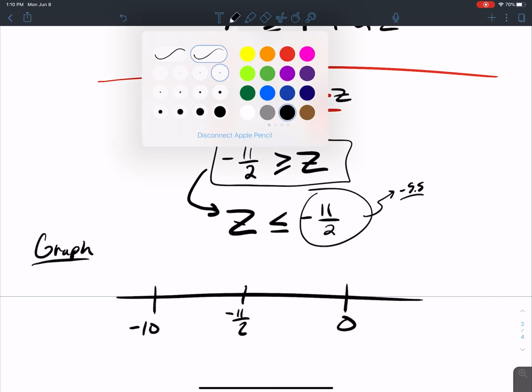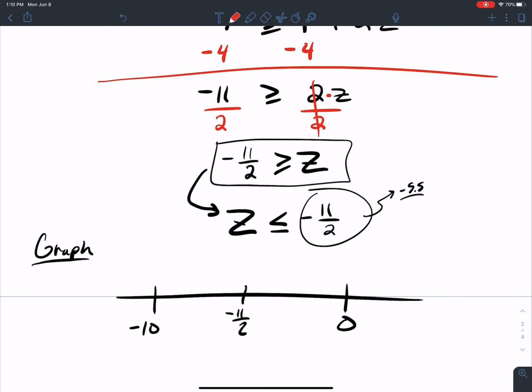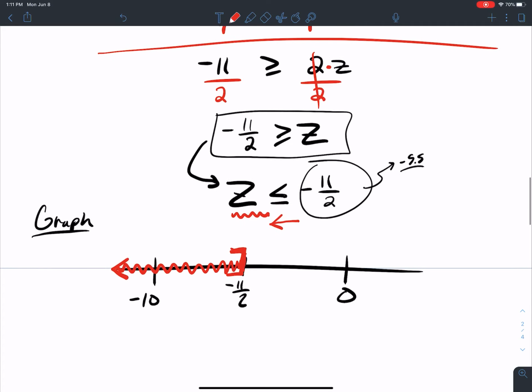Now, to graph it, what am I doing? I want z's that are less than or equal to. Since my variable is first, the inequality tells me which way to shade, right? These are all values that are less than or equal to negative 11 over 2. And I use the bracket here because I have the bar underneath. The bar underneath tells me that it's actually equal to. So that's the graph of it.